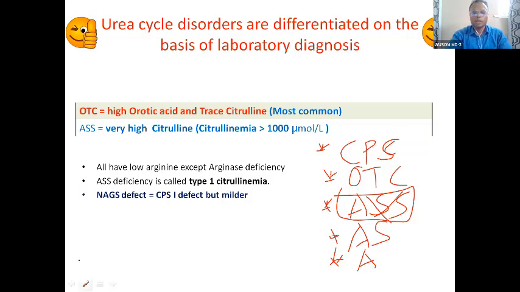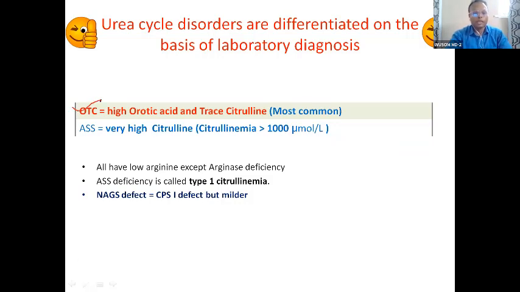Very important, 2 disorders you must remember. 90 to 95 percent of questions will come from these disorders. Remember that. Another thing, ASS deficiency is type 1 citrullinemia. Also, this is a very, very important point: arginine is high only in arginase deficiency. In other urea cycle defects, arginine is low.